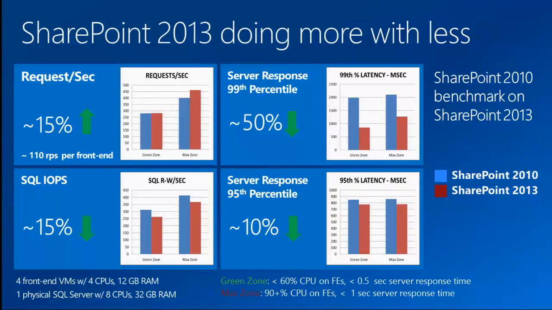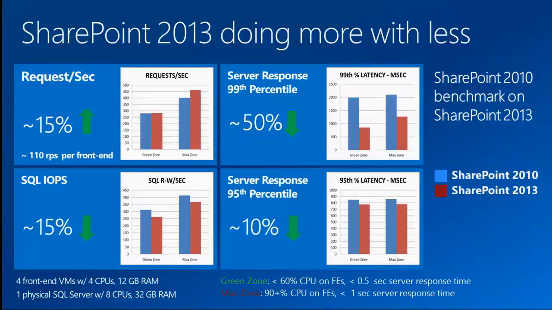And the best part of it is that the latencies, the server response time, have improved by almost 50% at the 99th percentile. The 99th percentile almost covers all the requests that are coming to the server, the tail end of the performance that actually matters deeply. And a 10% improvement at the 95th percentile. That is huge.